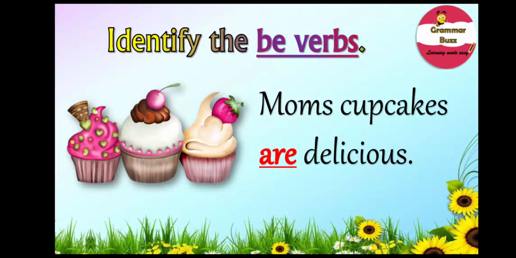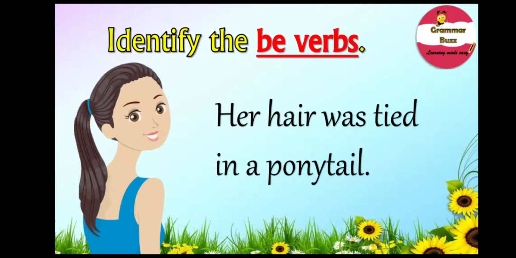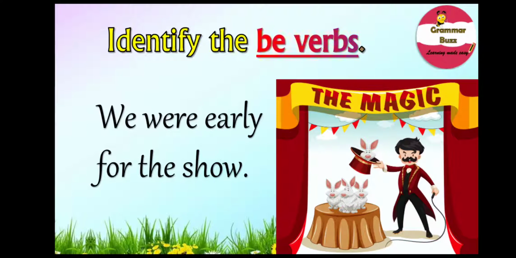Good job. Here comes the next sentence for you, and it says, her hair was tied in a ponytail. Which is the be verb in this sentence? What do you think? Aha, and you are right. It is was. The be verb in this sentence is was. And note, it states about a time that has already passed. Good job.